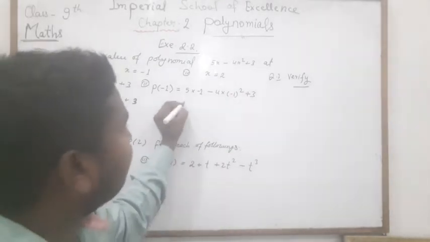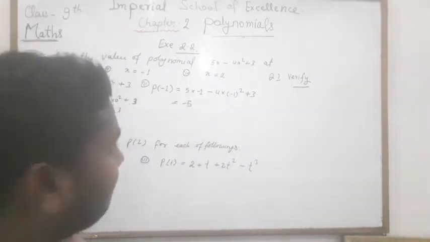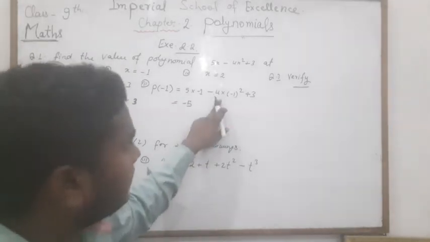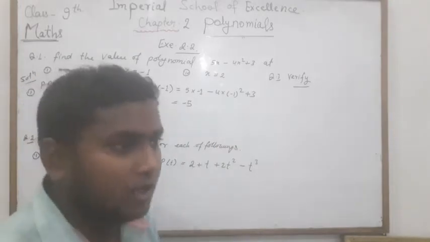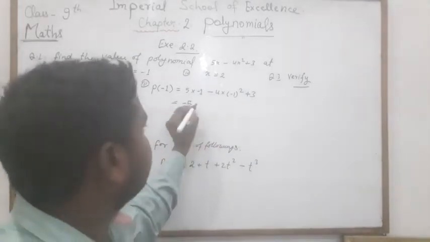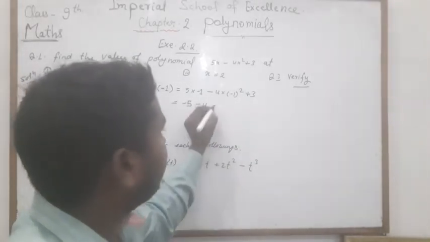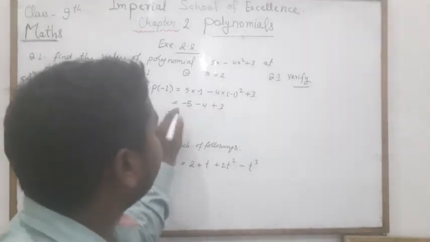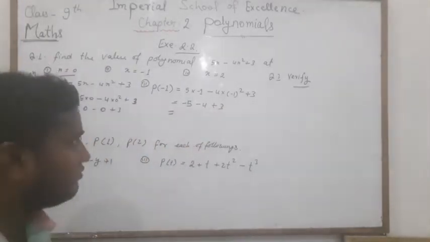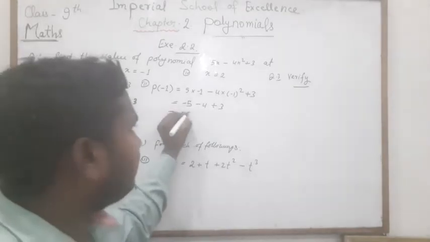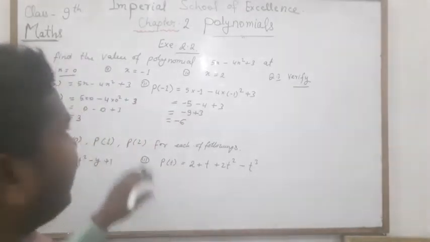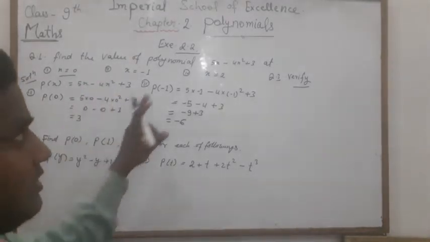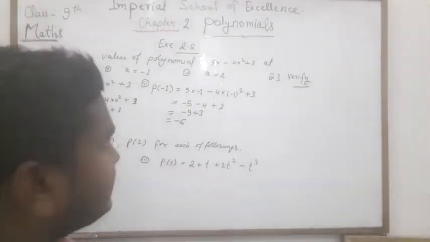5 ones are 5, minus 5. Okay, and here 4 into this 1, 1 one is 1, minus 1 into minus 1 will become plus 1. So it will be minus 4 and plus 3. So finally this minus 4 and minus 5 will become minus 9. So it will become minus 9 plus 3, and it will become minus 6. So at this point x equal to minus 1, the value of this polynomial is minus 6.